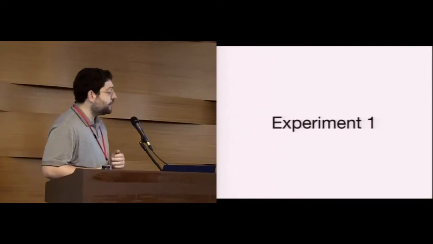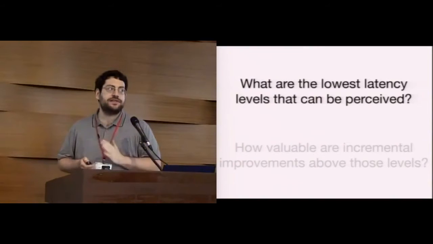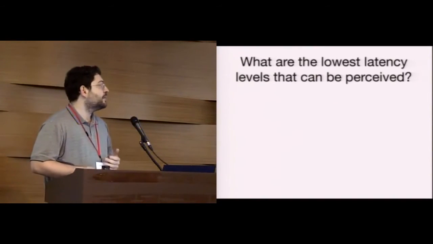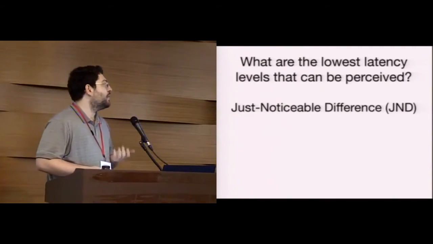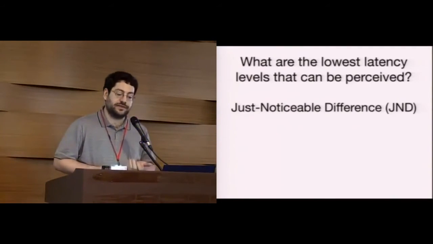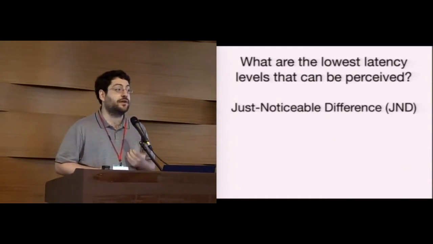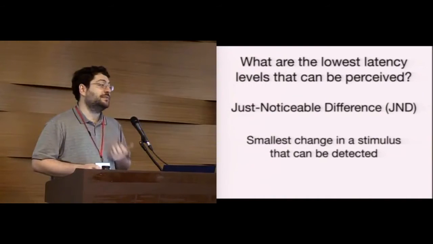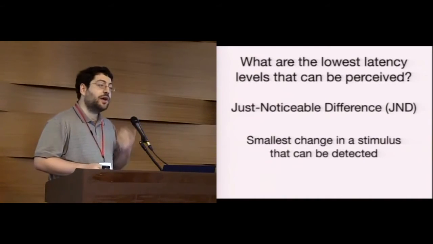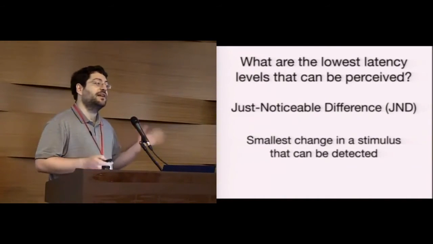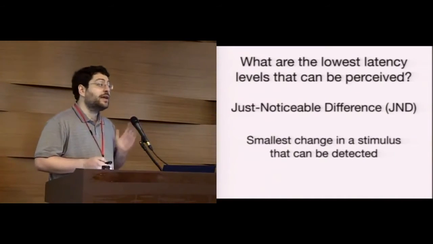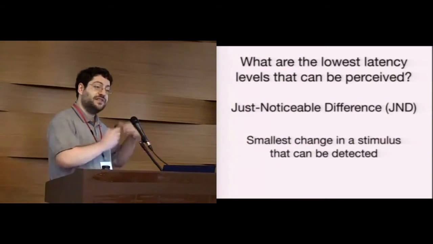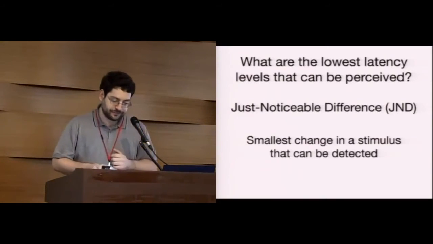All right, so the first experiment. Remember, this one is looking at the first question. What are the lowest latency levels that can be perceived? When we are asking that, what we're actually talking about is something called the just noticeable difference, or JND, which is a concept from psychophysics and psychology. It's the smallest change in a stimulus that can be detected. Now, you can run one of these for any sort of stimulus, light levels, pressure, sound, whatever. In our case, we're doing the smallest change in latency away from zero latency that can be detected.